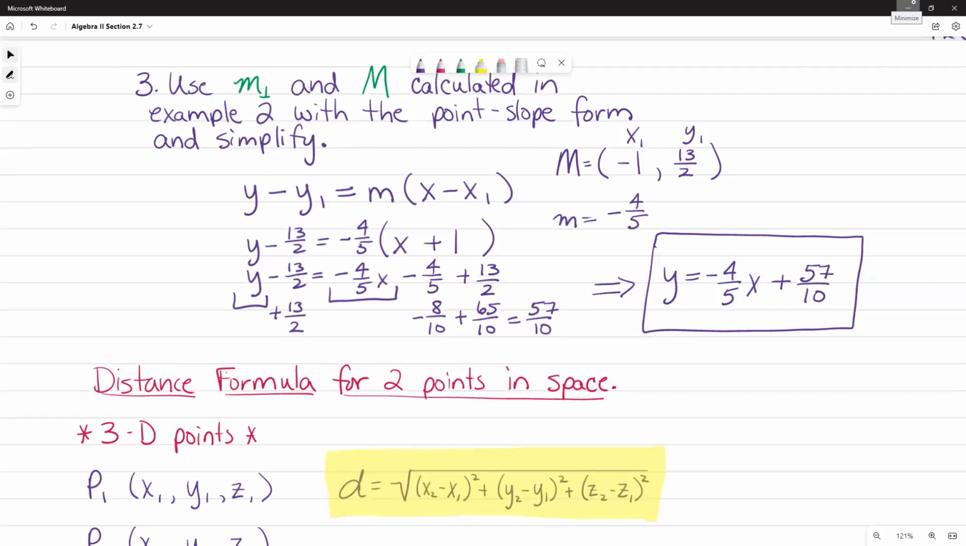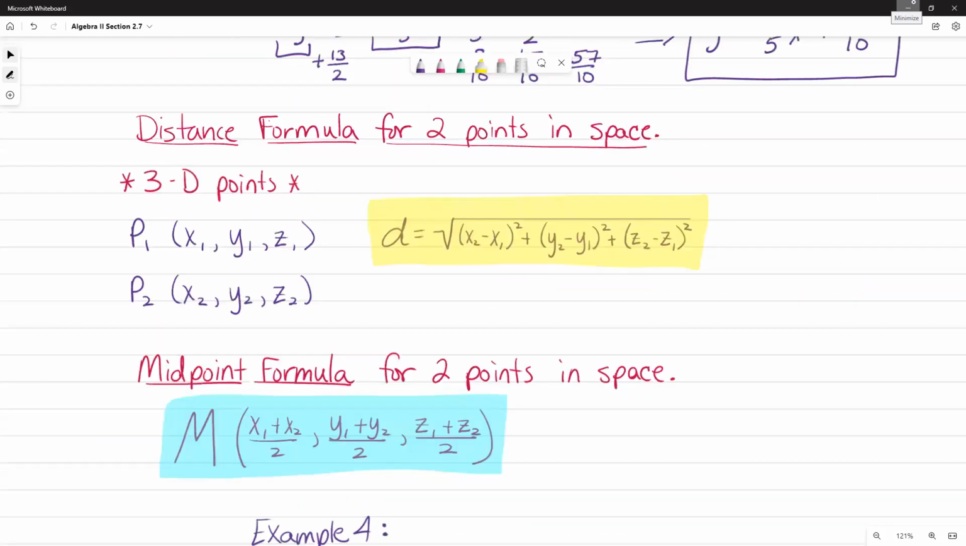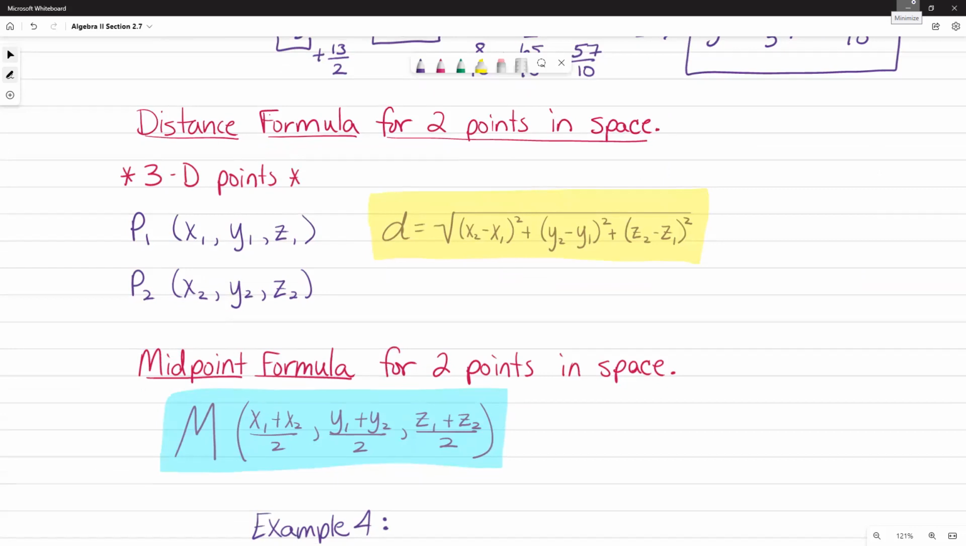All right. My last note from this section is looking at the distance formula from 2 points in space. So far, we have been working on a plane. And a plane is two-dimensional. It's flat, like a piece of paper. So now we want to think of this in terms of three-dimensional. So you have y, which is up and down. You have x, which is left and right. And then you have z, which is in space, third dimensional.